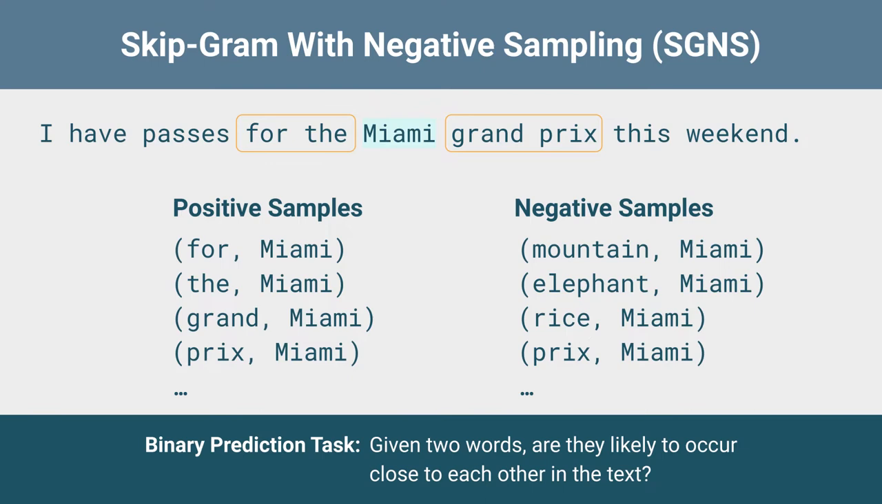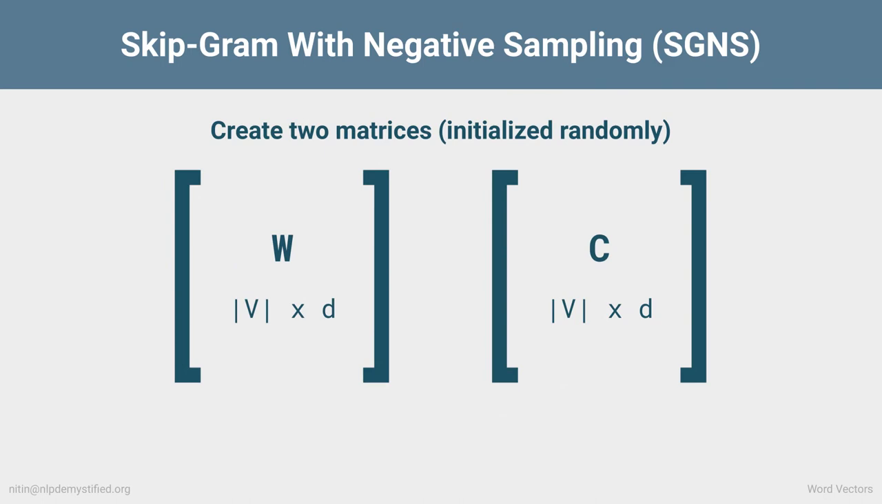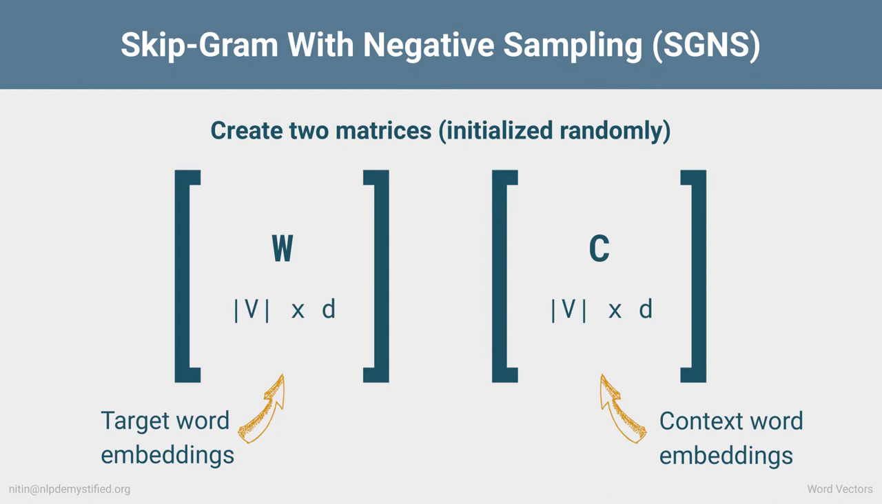This training set will be used to optimize a binary prediction task. That is, given two words, are they likely to occur close to each other in the text? We don't actually care about this task, but as we'll see, doing this task well will generate the word vectors we actually care about. Once we have our training set, the next step is to create two matrices, W and C, which will hold our embeddings. W will hold embeddings for our target words, and C will hold embeddings for our context words.